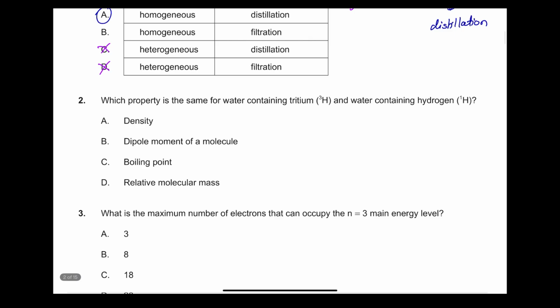Next, which property is the same for water containing tritium and water containing hydrogen? So tritium is heavier than hydrogen, so the masses will be different, right? So if masses are different, obviously density has to be different. So density cannot be the same. Molecular mass cannot be the same. And another thing is if you have higher mass, the London dispersion forces will be stronger. So London dispersion forces are stronger in tritium as compared to hydrogen. As a result, tritium will have a higher boiling point, so boiling point is also different. Only dipole moment will be the same in tritium and hydrogen because it only involves the number of protons and electrons, not the number of neutrons.